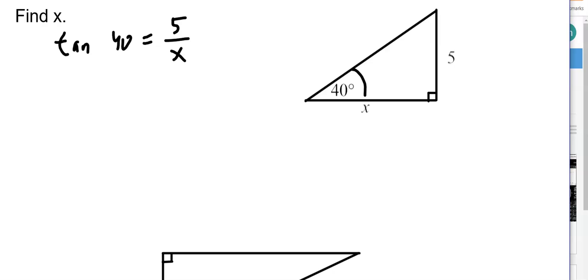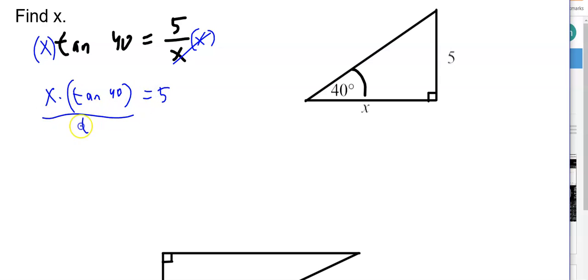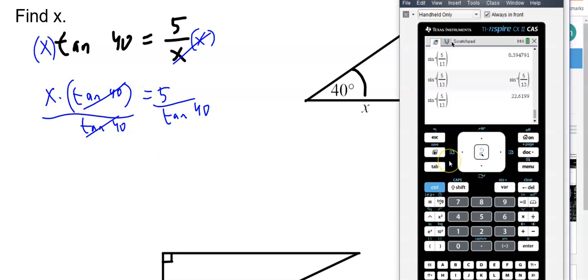You're going to solve that by multiplying both sides by x. That cancels really nicely. You get x times tangent of 40 equals 5. To solve for x, one more step: divide by tangent of 40. You're going to type that in your calculator, and you get x equals 5 divided by tangent of 40. And again, you want to hit Control Enter.